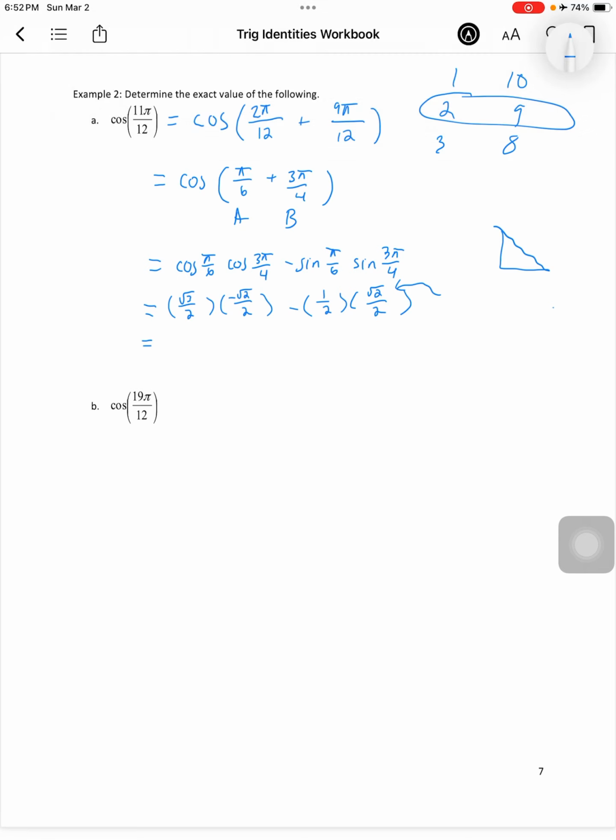Now, if you simplify this further, square root 3 times negative square root 2 is negative square root 6, and then 2 times 2 is 4. Now on the right side, 1 times square root 2 is square root 2, and then 2 times 2 is 4. And if we were to combine everything into one fraction, it's just going to be negative square root 6 minus square root 2 over 4. And then that would be your answer.